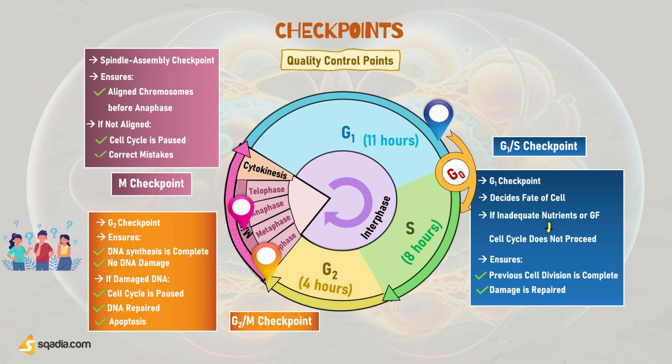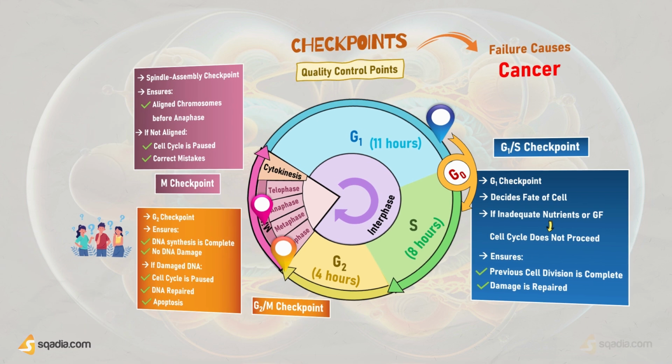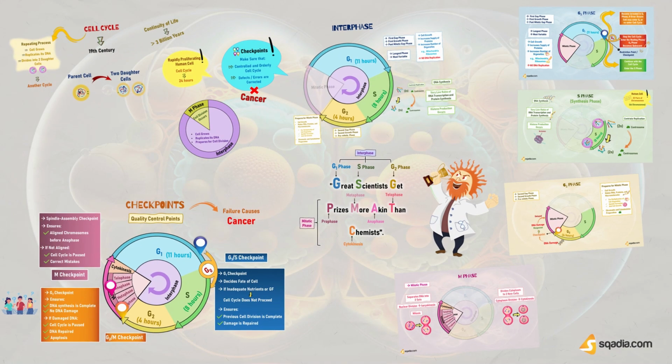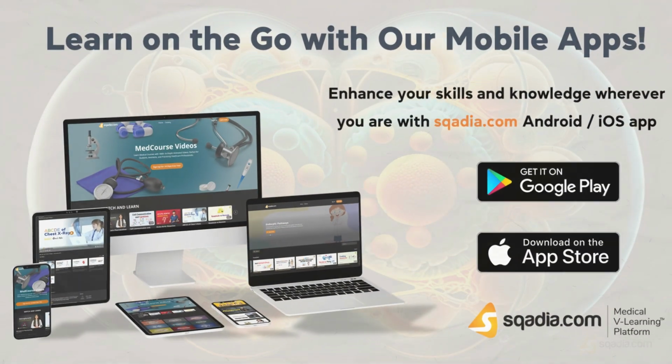So, these checkpoints are critical for maintaining the integrity of the cell cycle and preventing mutations and DNA damage that can lead to cancer and other diseases. Here, we are done with this video collection on Introduction to the Cell Cycle.